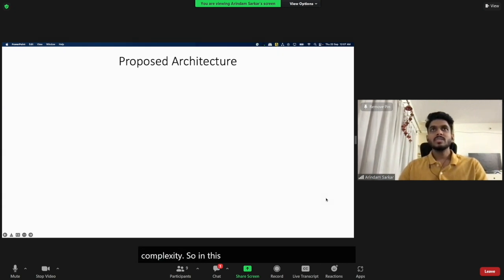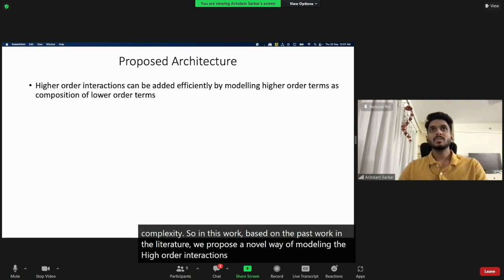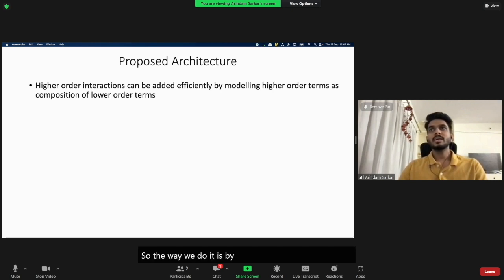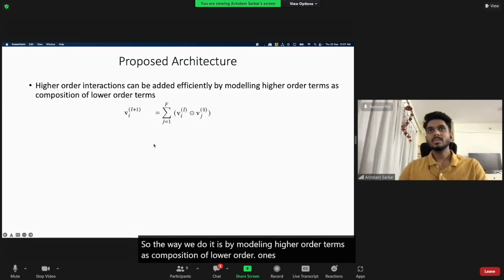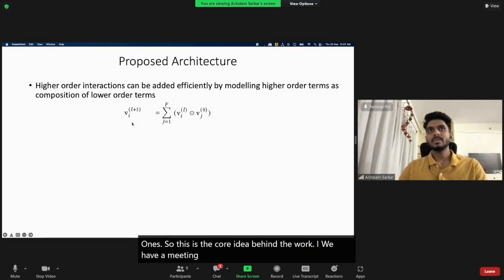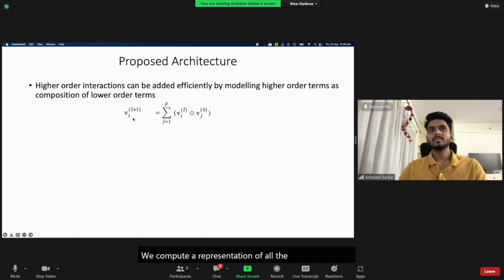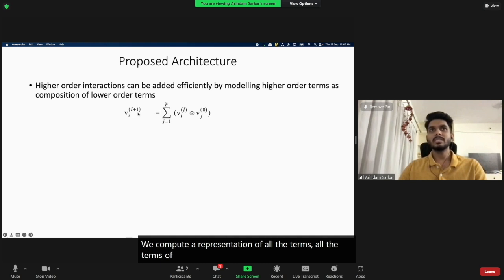So in this work, based on past work in the literature, we propose a novel way of modeling the higher order interactions. The way we do it is by modeling higher order terms as a composition of lower order ones. This is the core idea behind the work. We have a multi-layered network, and at each layer we compute a representation of all the terms of order L plus 1.